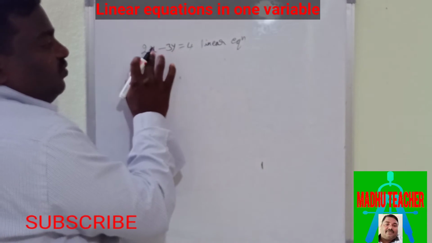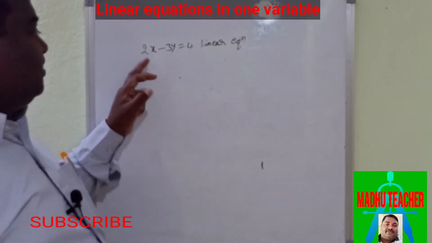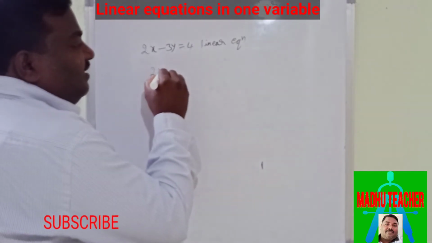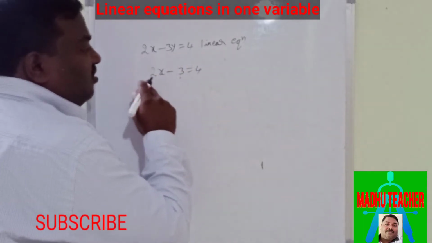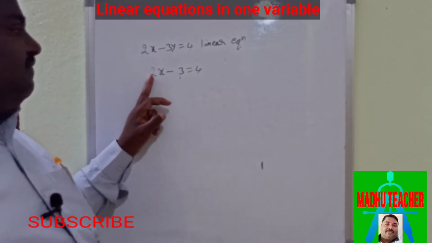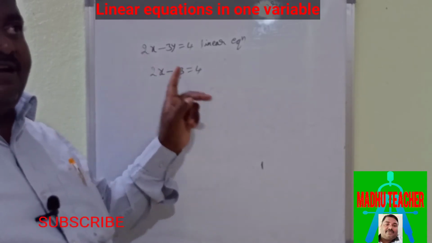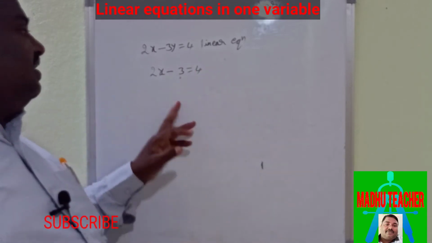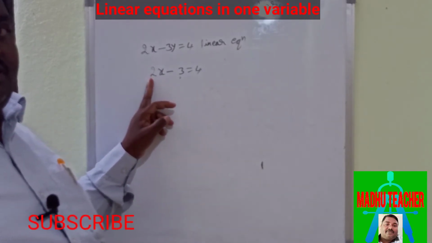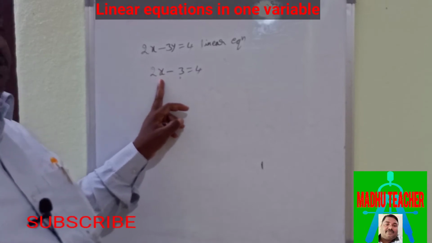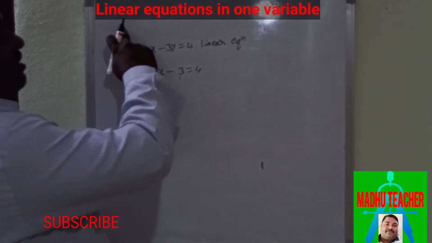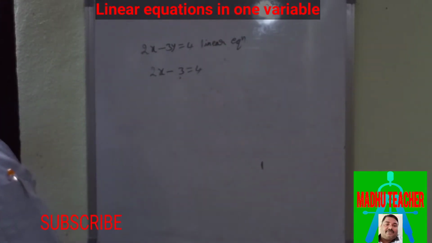In this linear equation, we have two variables, that is x and y. If we have only one variable, then that equation is called a linear equation in one variable. If an equation has only one variable, then the equation is called a linear equation in one variable. First of all, it is a linear equation and it has only one variable, so it is called a linear equation in one variable. So this is our chapter, linear equation in one variable.